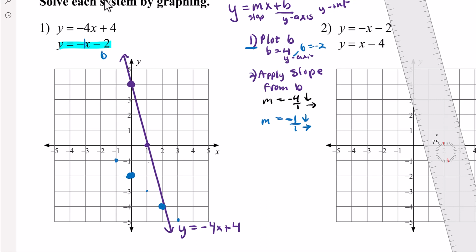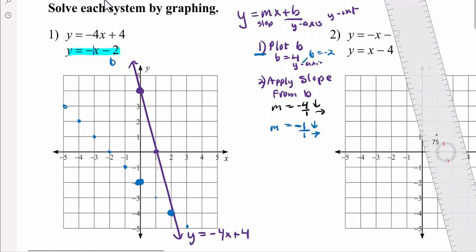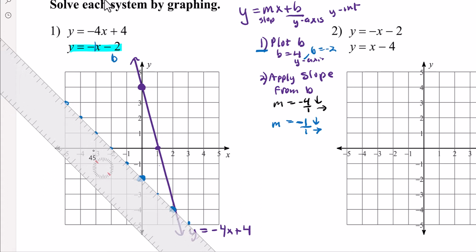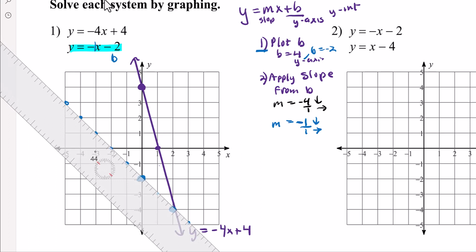Then I'm going to go back to the y-axis to make it easier to graph. I'm going to go up 1, back 1. And I'm going to repeat that. And the purpose, sorry about that, in case I made anybody dizzy, I meant to grab the ruler. The purpose of that is just to make it easier to graph that line.